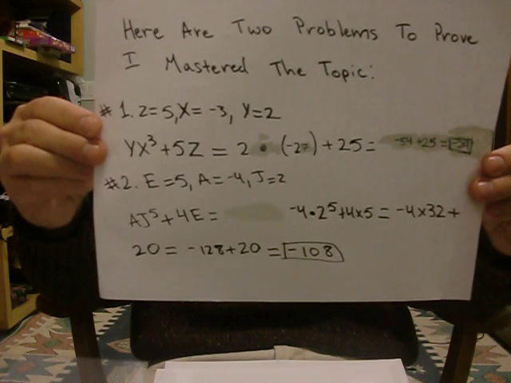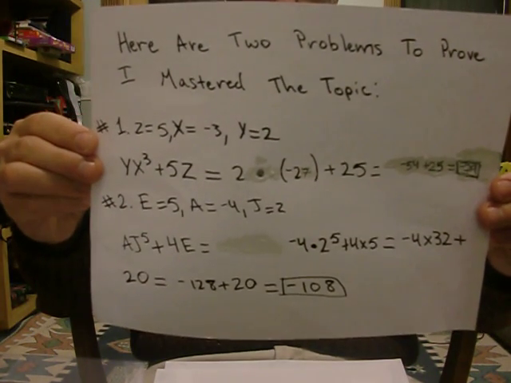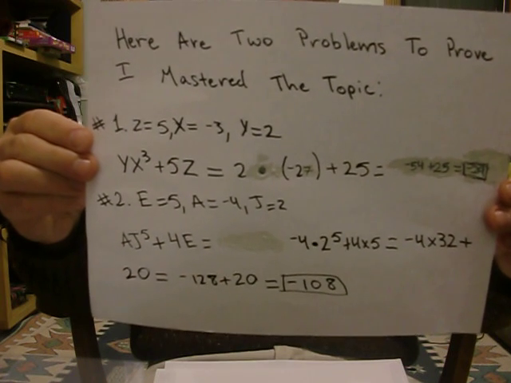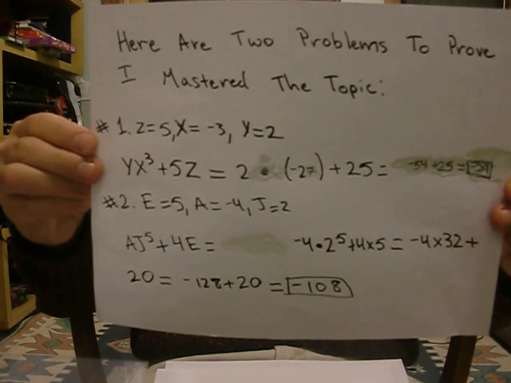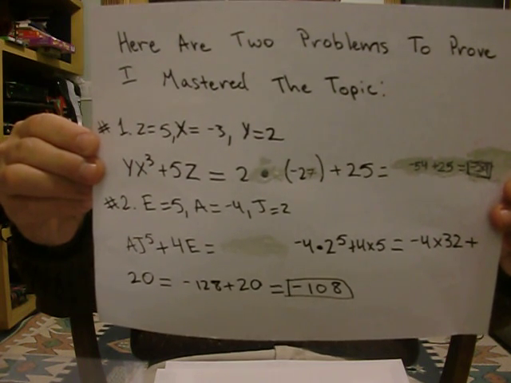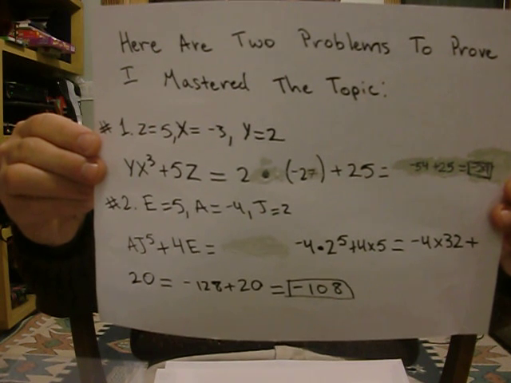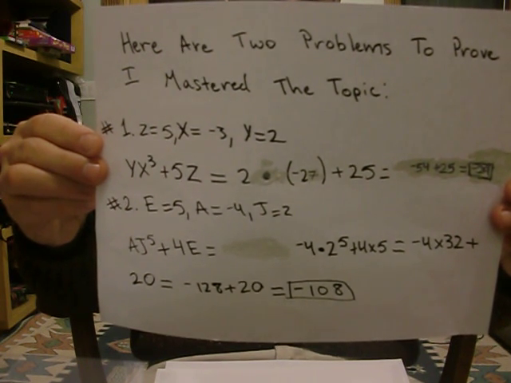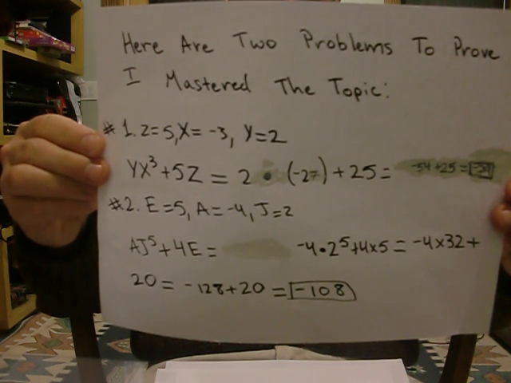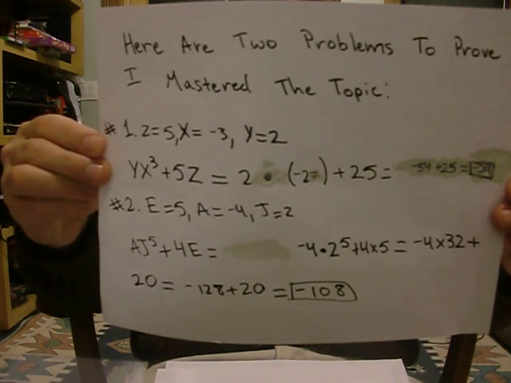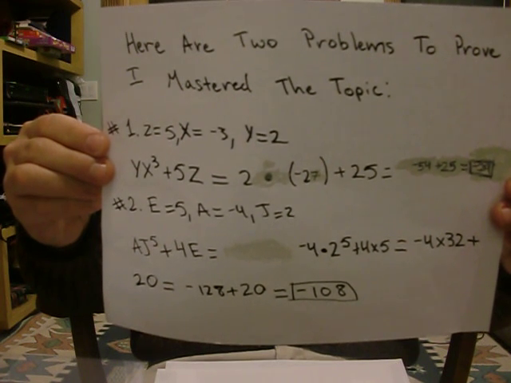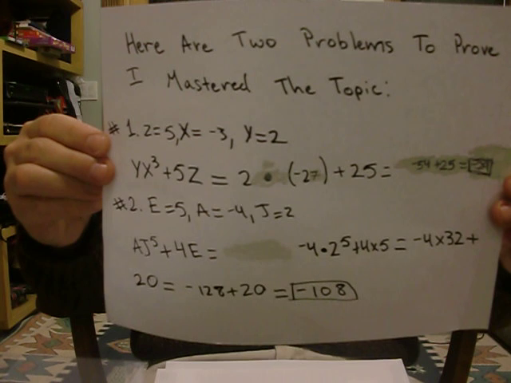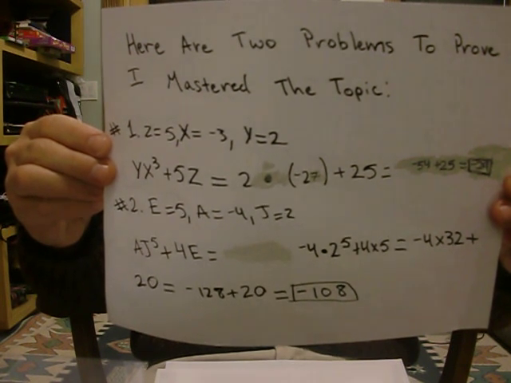Number 2. E equals 5, A equals -4, and J equals 2. AJ to the fifth power plus 4E is the problem. AJ to the fifth power plus 4E equals -4 times 2 to the fifth power plus 4 times 5, which equals -4 times 32 plus 20, which equals -128 plus 20, which equals -108, which is the final answer.